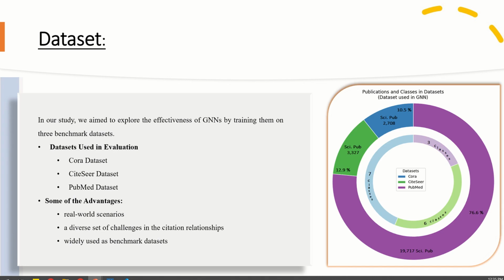The second point is that these datasets are unique, with different numbers of publication classes and features. They provide a diverse set of challenges in a citation relationship. And these datasets have been widely used as benchmark datasets in the field of graph-based machine learning. These points made us select these datasets in our studies.